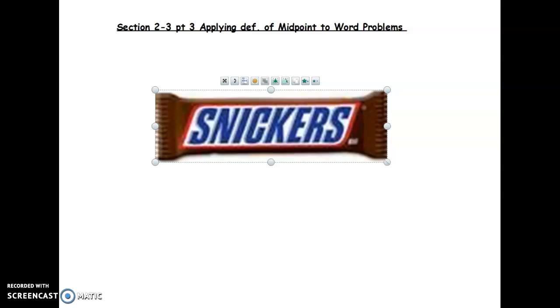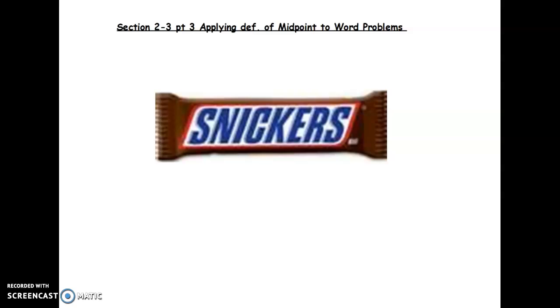And I also acknowledged that the assignment that was posted for you wasn't coming through correctly on the online version of Word. So we're going to pick up where we left off, but I thought it would be helpful to refresh your memory about the definition of a midpoint and how it is used.